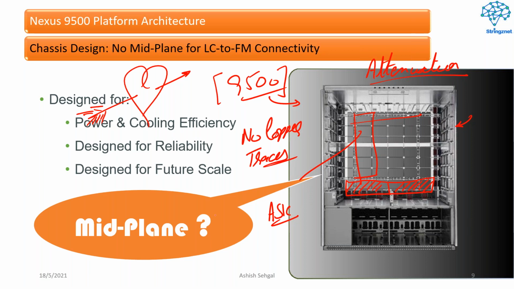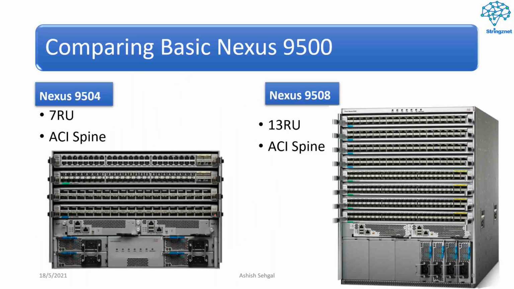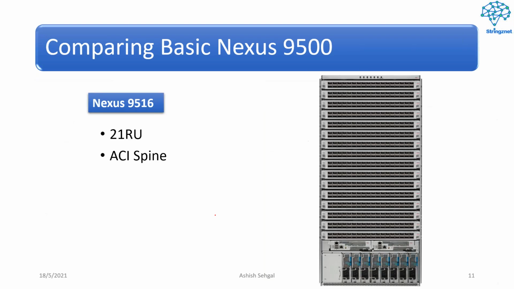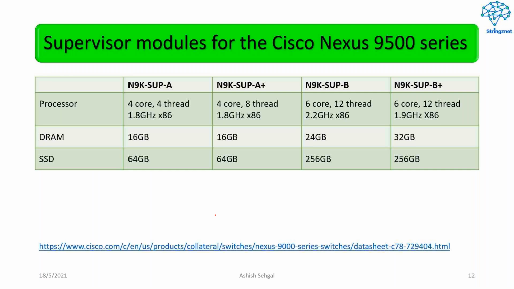Nexus 9504, 9508 and 9516, just 3 different models are there. Now, another very important component in this particular chassis is the introduction of supervisor engines. They are of different models available: Sup A, Sup A plus, Sup B and B plus. They vary based on their capabilities. Capabilities are predominantly with the help of their processor, DRAM and SSD.